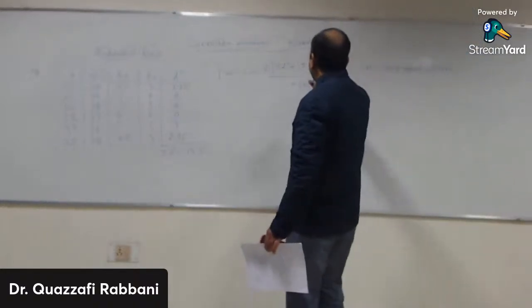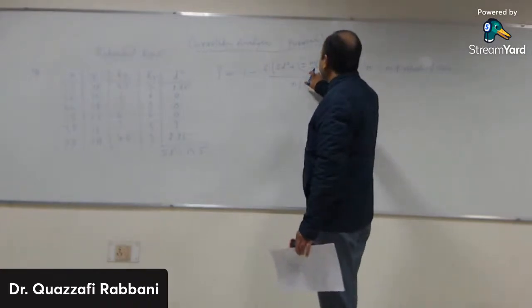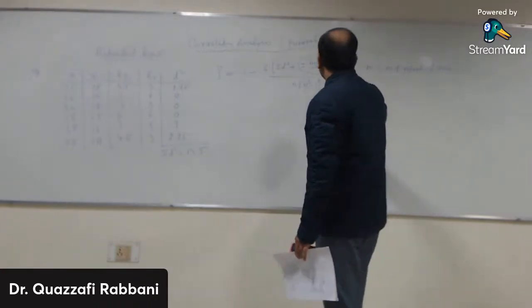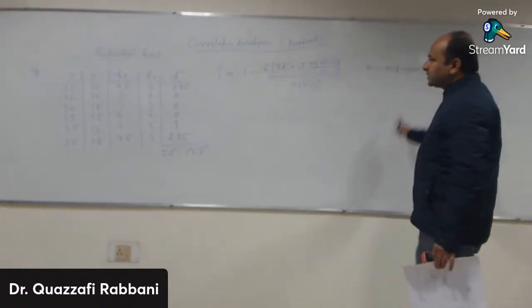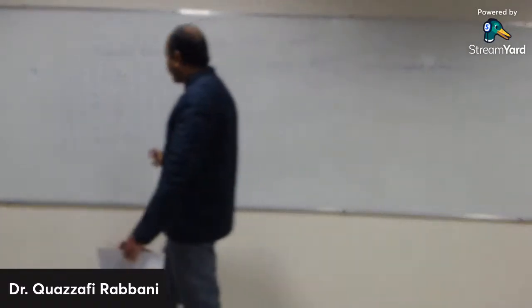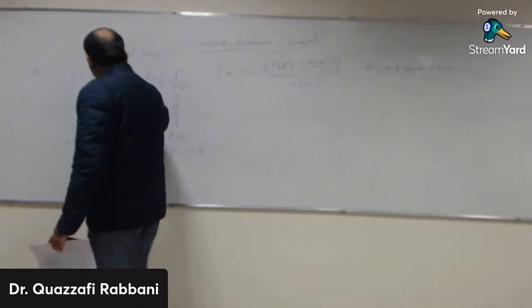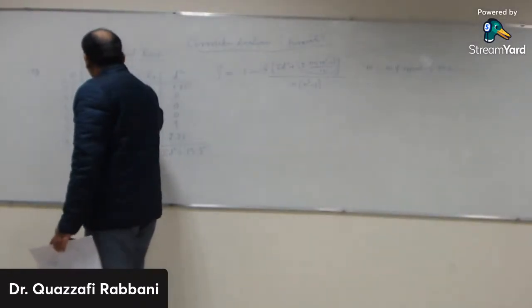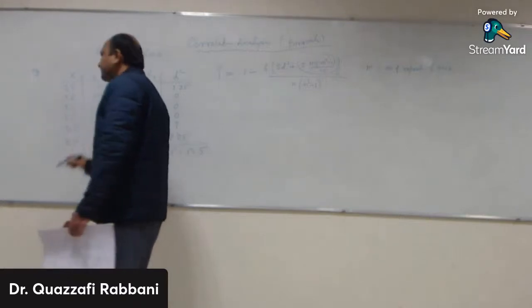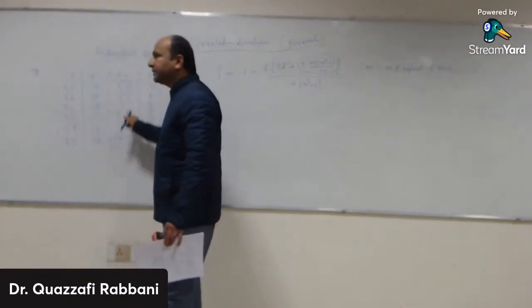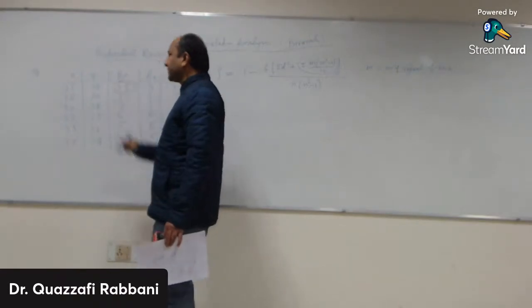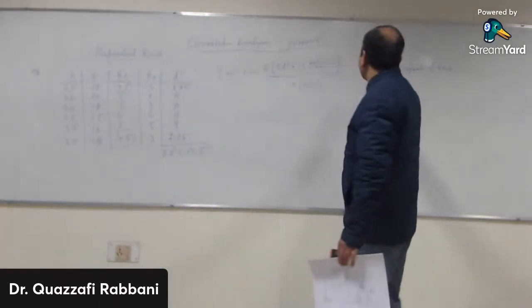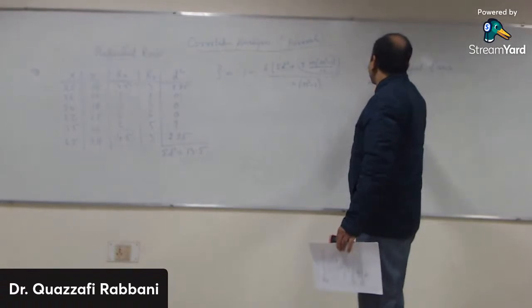Now first find the correction factor, summation m into m square minus 1. What is m? m is the number of repetitions of a rank. Here this 4.5 and this 4.5 are repeating. How many times is it repeated? 2 times. So take m equal to 2.